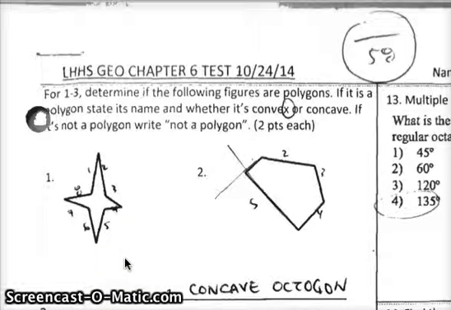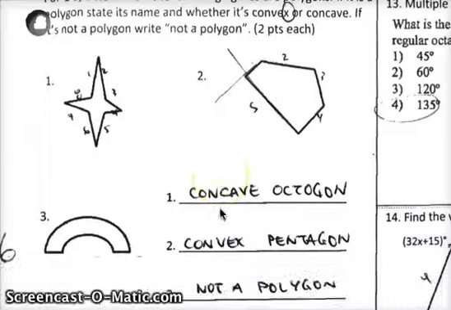This was last year's polygon test, October 24th, 2014. Determine if the following figures are polygons. So question number 3 is not a polygon. It's not a polygon because it's curved.